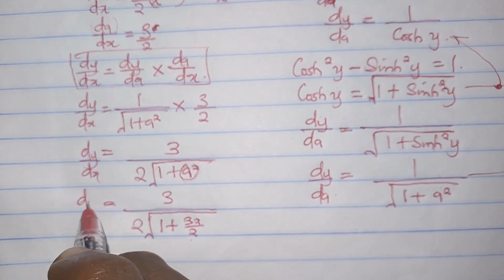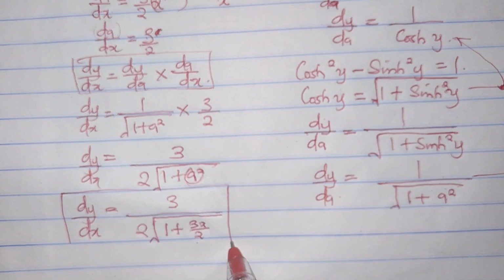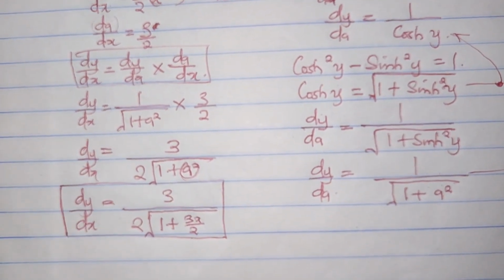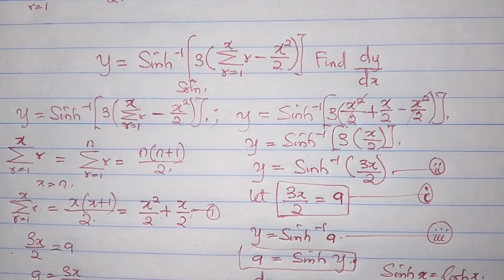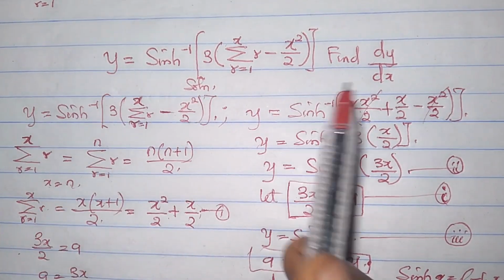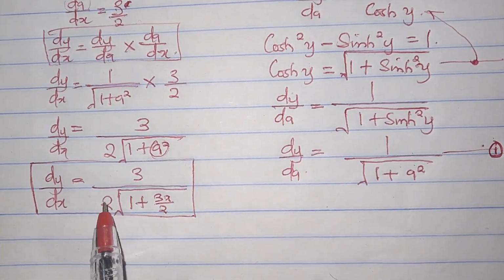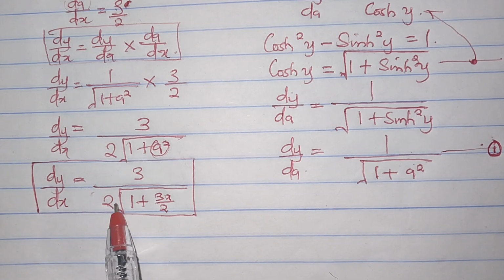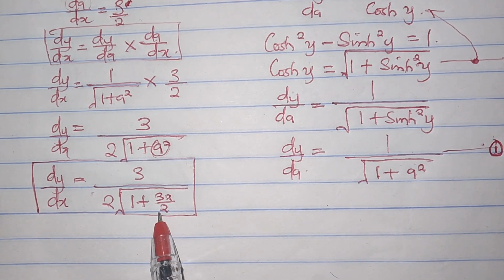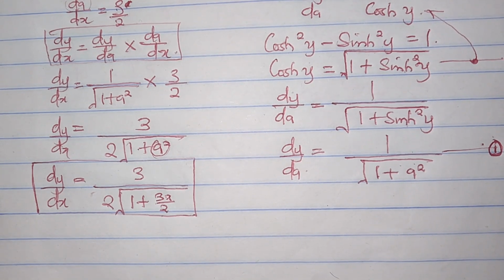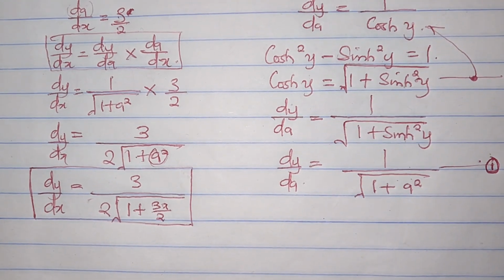Therefore, the derivative of the initial equation that we were given becomes 3 divided by 2 multiplying the whole root of 1 plus 3x divided by 2. So this becomes the final solution of our problem.